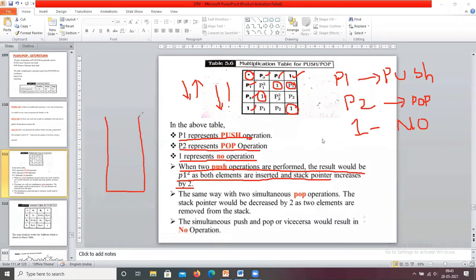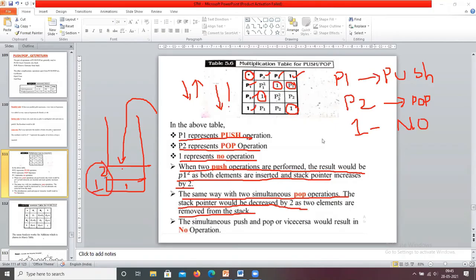So for example, this is the stack. Once one number is pushed, this pointer value is 1. Another number is pushed, then the pointer value is 2. Okay, P1 square. In the same way, with 2 simultaneous pop operations, the stack pointer will be decreased by 2 as 2 elements are removed from the stack. Here, for example, these 2 elements can be popped, meaning this number will be reduced 2 times.